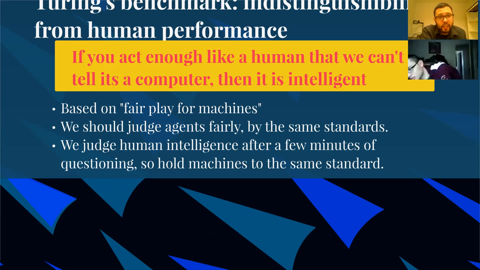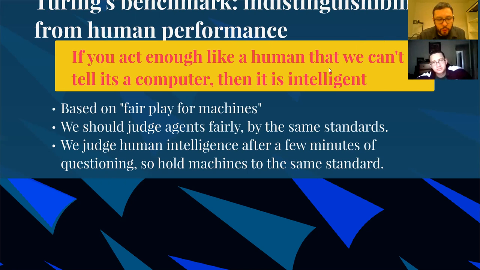So if we use this test to judge the intelligence of high school students, then we should use the same test to judge the intelligence of the machines. The fact that these machines can pass these tests suggests that we should treat them as intelligent as the high school student. That doesn't mean they can do everything that a high school student can do, but look, here's one of the tests we use to judge the intelligence of a high school student, and the machine can pass those tests with flying colors. So out of fairness, we should hold them to the same standards.